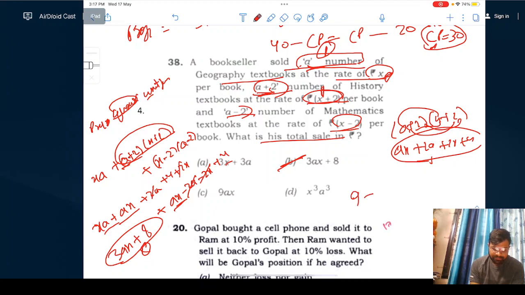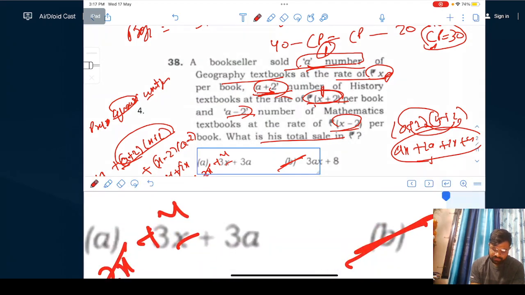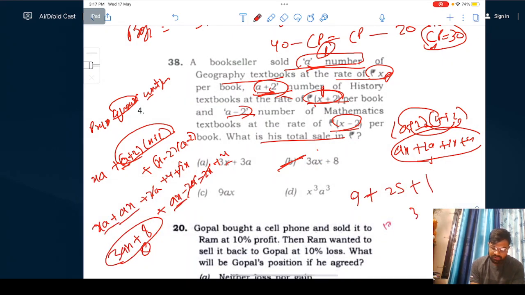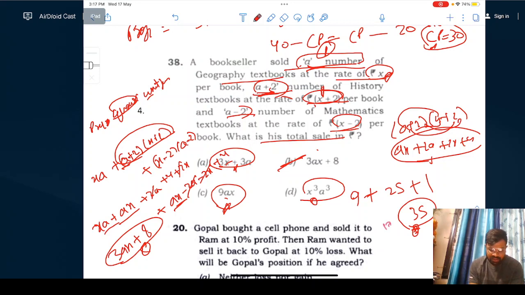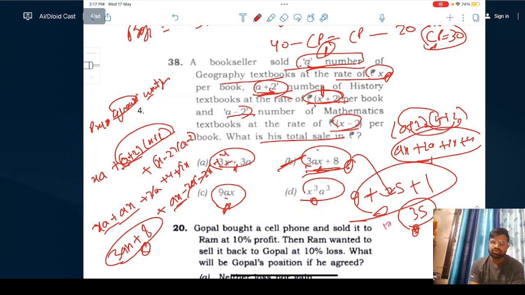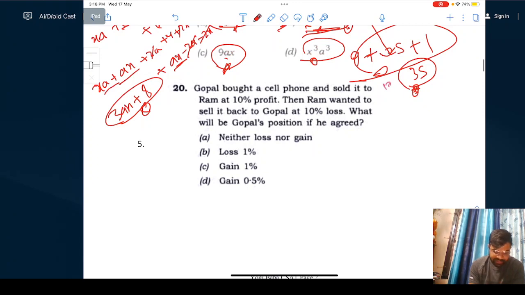So the first will become 9. Then this will become 5 into 5, 25, and this will become 1 into 1, 1, so this becomes 35. When you put in the options, this is 9 plus 9, 18. This is 9 into 3 into 3, 81, which is obviously very big. Now look at this: 3 into 9 is 27, 27 plus 8 is 35. So you can also assume the variable if you don't want to do calculations in X or A. That will also be very handy.